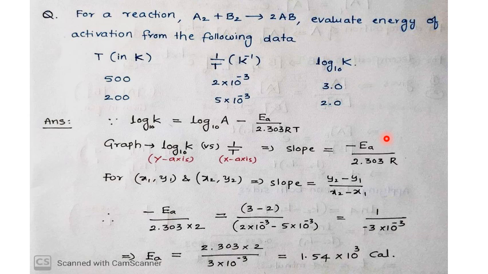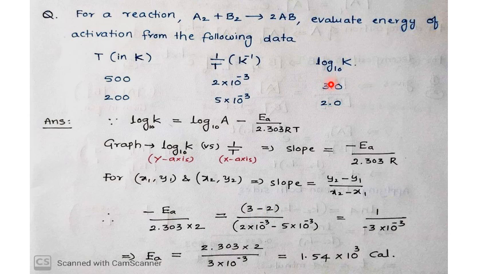But data is given to you, that means we have to draw a graph. From the mathematics again, when we have two coordinates x1 y1 and x2 y2, how can you calculate the slope? Slope equal to y2 minus y1 by x2 minus x1. This is the basic slope calculation. So already slope we have minus EA by 2.303 R. Minus EA by 2.303 into R, R is taken in calories here, 2 calories, equal to y2 minus y1. So which is taken on y-axis?